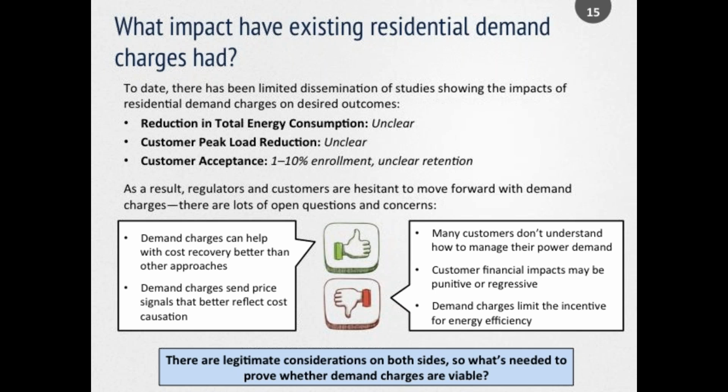At the same time, folks are concerned that customers are not going to really understand how to manage their power demand. We've been telling them for decades to manage their energy, and now we're asking them to do something different. Are they going to do it or not? There's also concerns that financial impacts on customers might actually be punitive or regressive, and that demand charges could limit the incentive for energy efficiency. So right now we're in a little bit of a stalemate, right? There isn't evidence to prove it one way or another. So going forward, we need to think about what's needed to prove whether these are a viable option. We'll talk a little bit about that at the end and when we talk about applying these, but this is a big concern around demand charges right now.